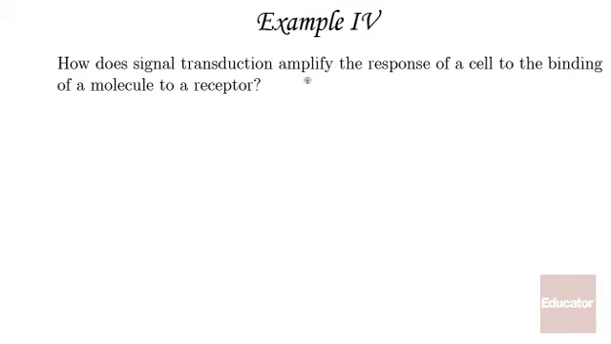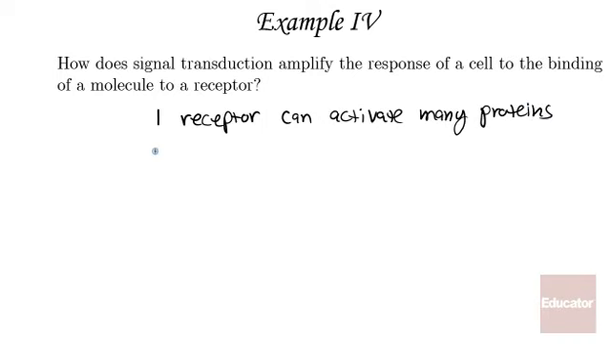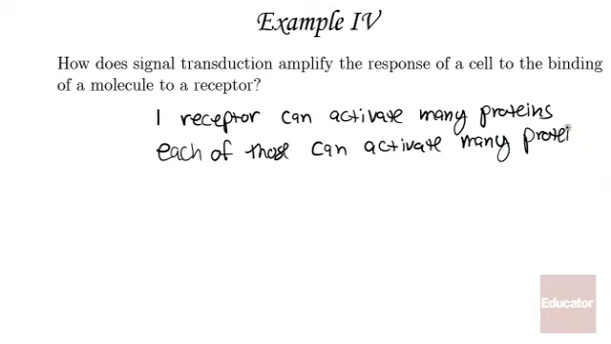Example 4. How does signal transduction amplify the response of a cell to the binding of a molecule to a receptor? One receptor can activate many proteins. So the receptor is bound by one signal molecule, but that receptor can activate many proteins. Each of those can activate many proteins, or if it's an enzyme, maybe act on many substrates. Therefore, at each step, the signal is amplified. You start out with just one binding molecule, but maybe the receptor activates 10 proteins. Each of those 10 proteins can activate 10 more, and so on. So it gets amplified at each step, which is very important to the cell's functioning and very efficient.